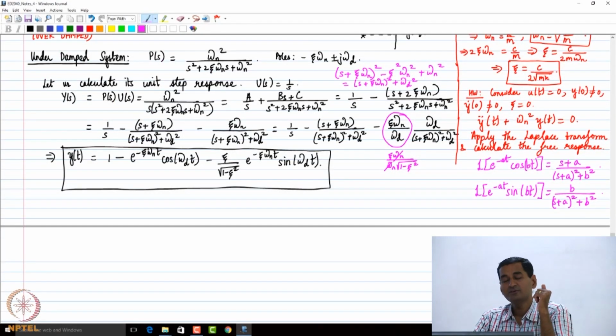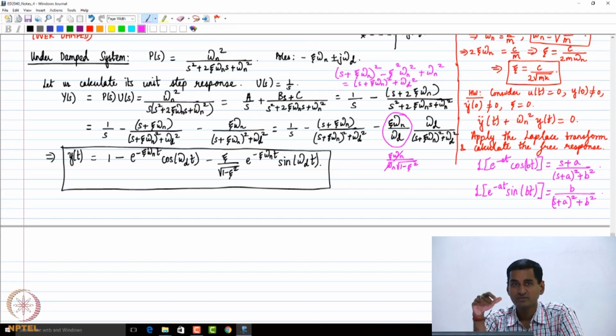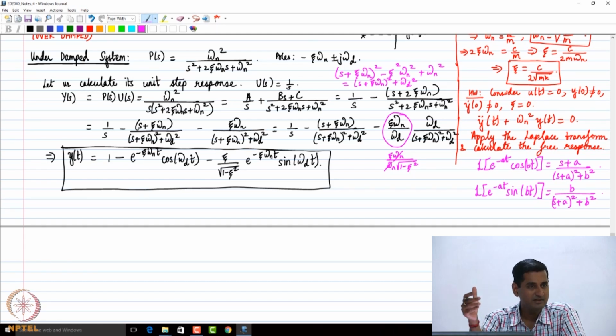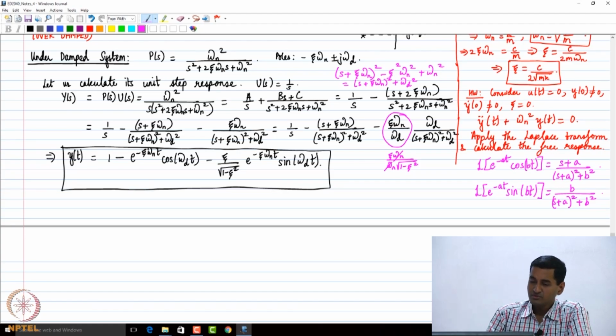Okay, and you can see that the response is going to be oscillatory. Why? Because of the presence of cos and sine. And what is the frequency of these cos and sine terms? Omega d. Okay, so now I hope it's clear why it's called damped natural frequency, right? It is the frequency with which the output of the damped second order system is going to respond in the presence of an input, right? So that's what is going to happen. Okay, so that's why it's called the damped natural frequency. Is it clear?